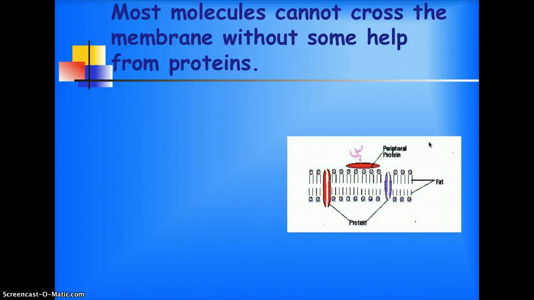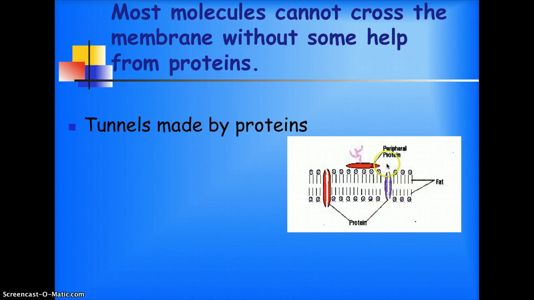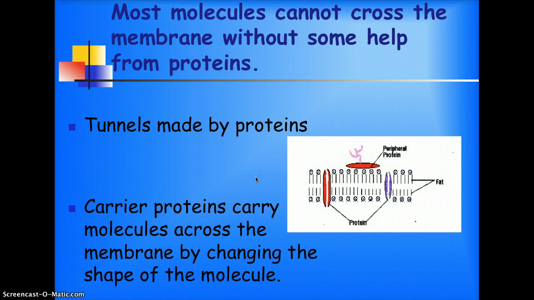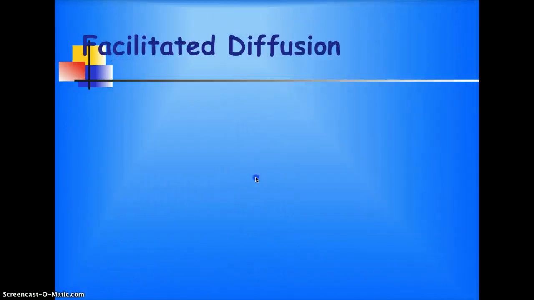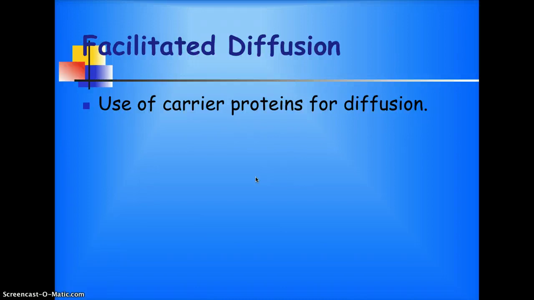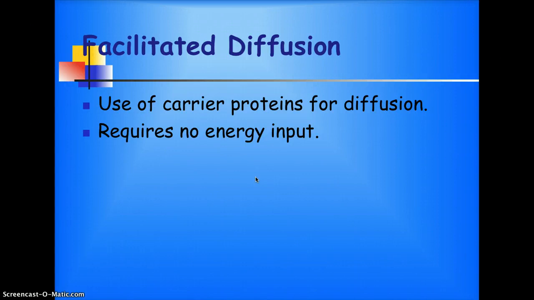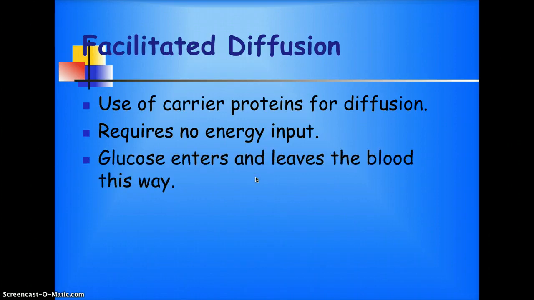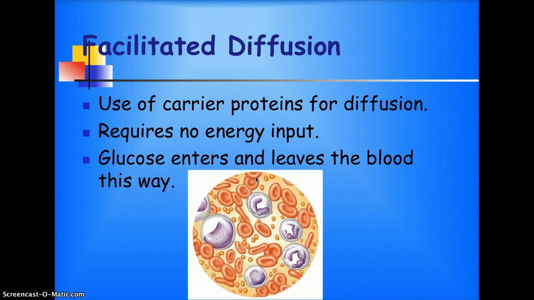Proteins are the helpers. There are embedded proteins that are tunnels made by those proteins, and then there are peripheral proteins and carrier proteins that help carry molecules across the membrane by changing the shape of the molecule and allowing it to pass through those phospholipids. In facilitated diffusion, the use of carrier proteins is used, and diffusion then occurs. This doesn't require any energy, so it is called passive transport. Glucose enters and leaves the blood this way.